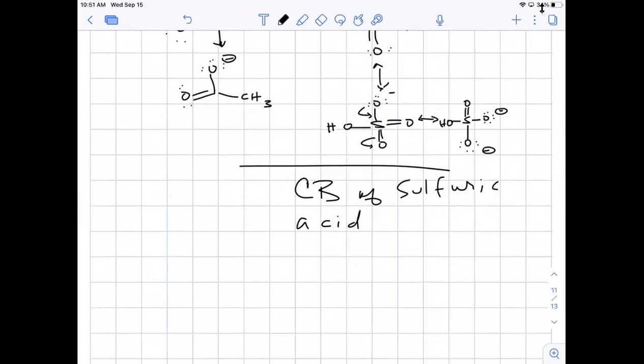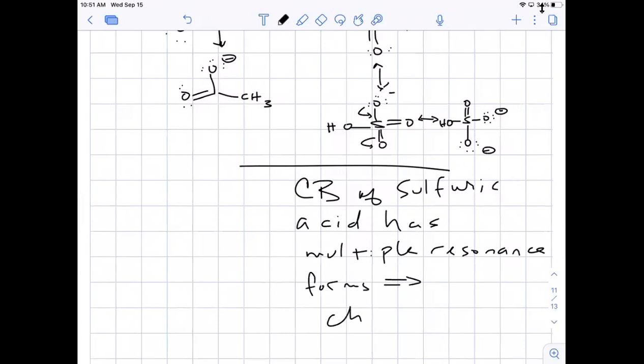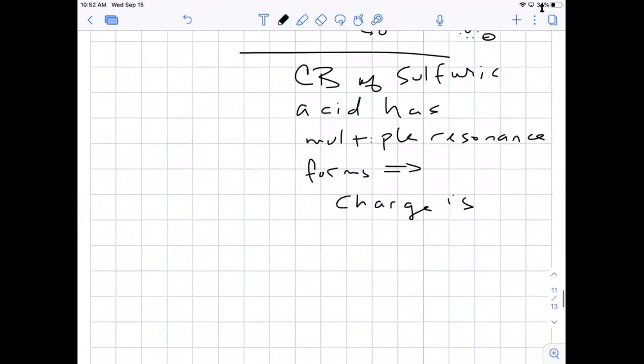So the conjugate base of sulfuric acid has multiple resonance forms. So when I get excited, my handwriting goes to crap. So the charge is more delocalized.